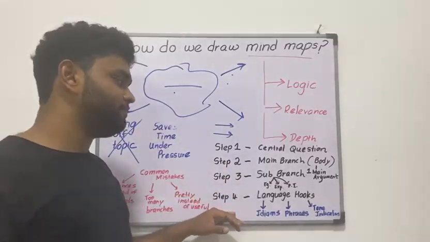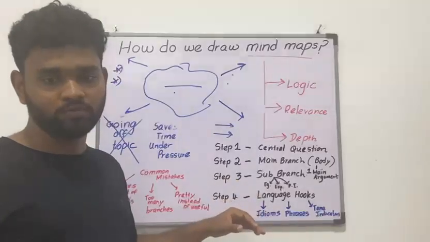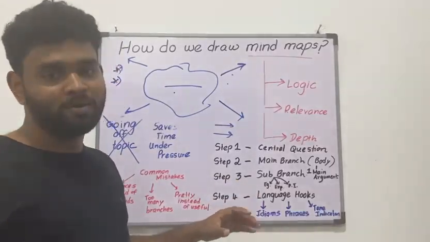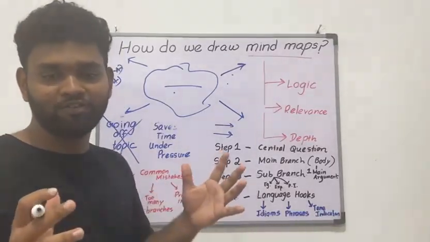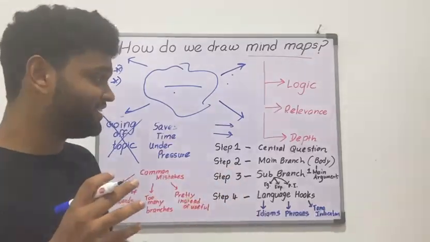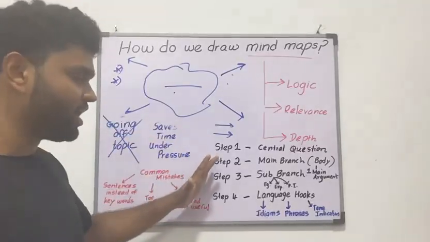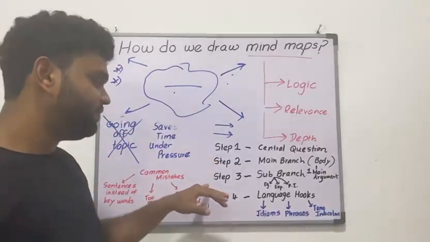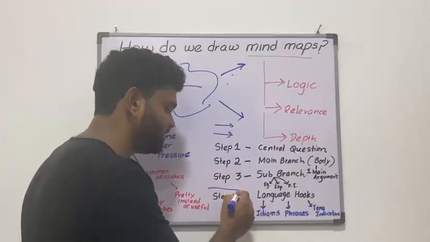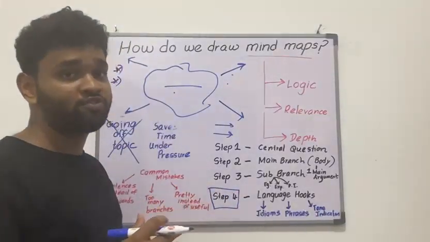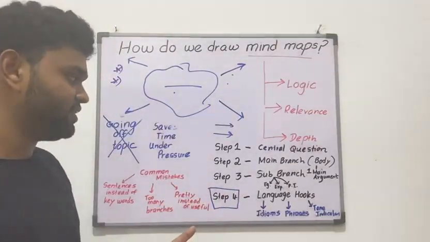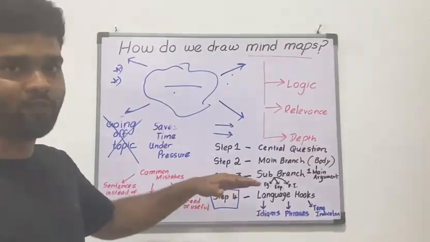The fourth step is going to be the language hook. All right. A mind map is not something that you decorate. It's a thinking tool, right? So these three are going to come under that. And this step 4 is actually what's going to separate you from other writers. That's what I call a language hook.